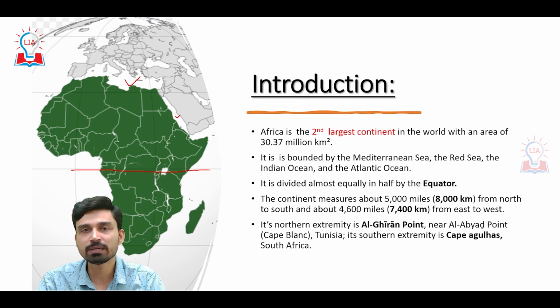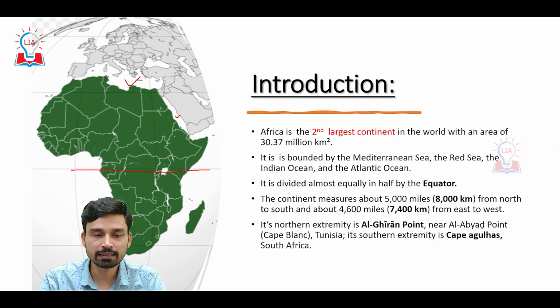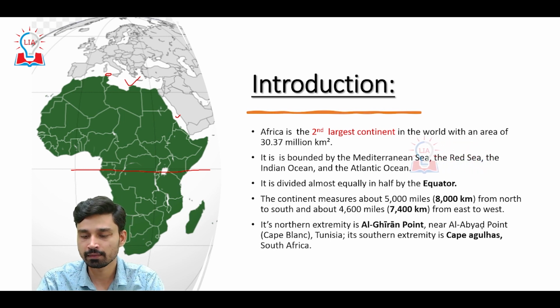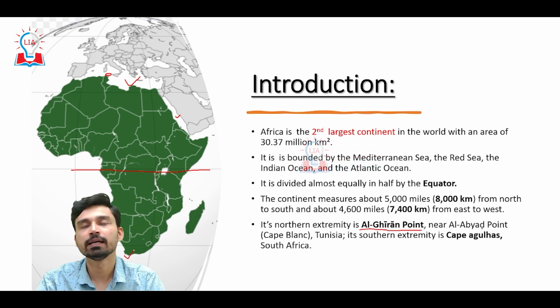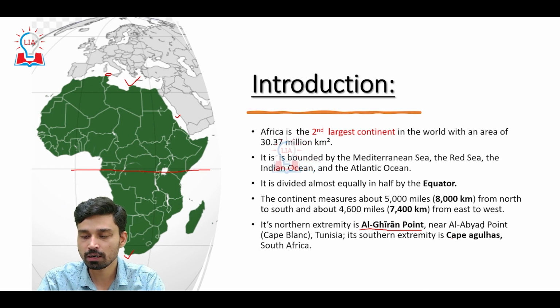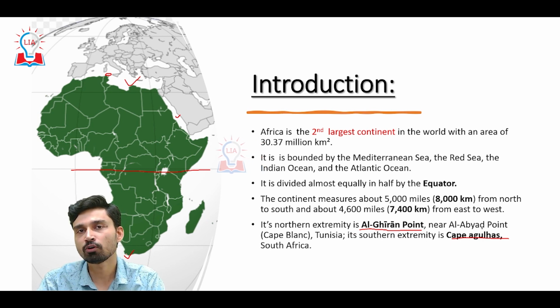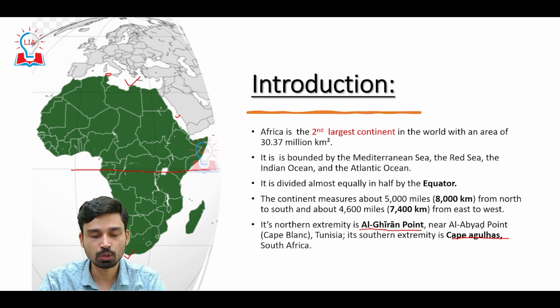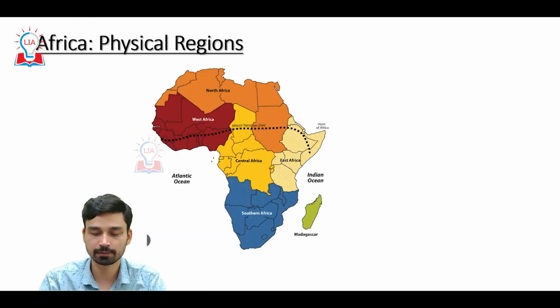If we talk about the extreme points of Africa, in the north, the northern extreme point is situated in Tunisia, somewhere in the coastal regions of the Mediterranean Sea, and the point is called Ghiran Point, which is situated near the Al Abyad Point in the Cape Blanc region. Similarly, the southernmost point of Africa is in South Africa, and the point is called Cape Agulhas. Cape Agulhas is also very popular because on the basis of this cape, there is a cold current that flows on the western coast of Africa that is called the Agulhas current.